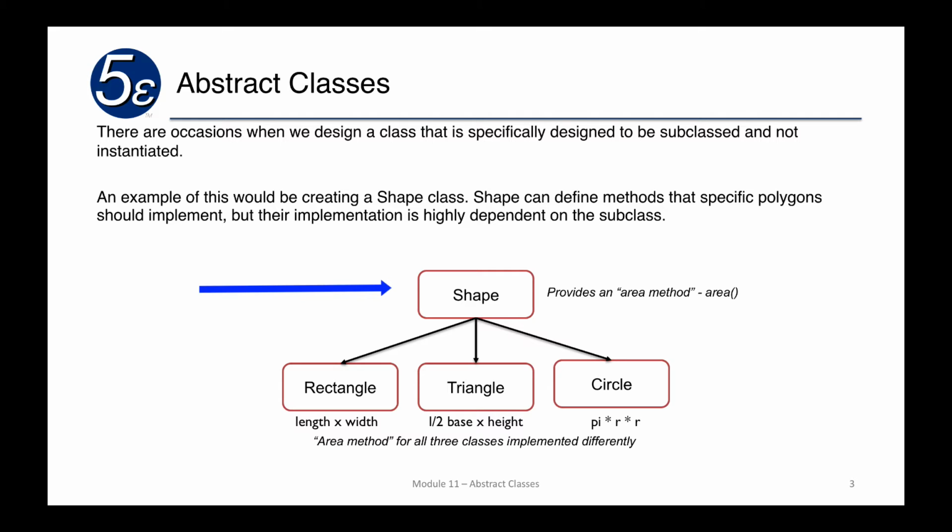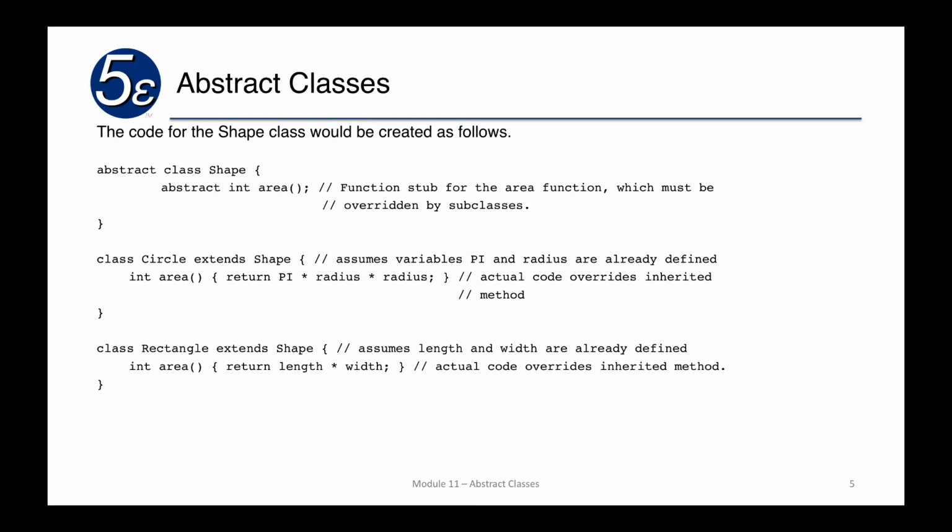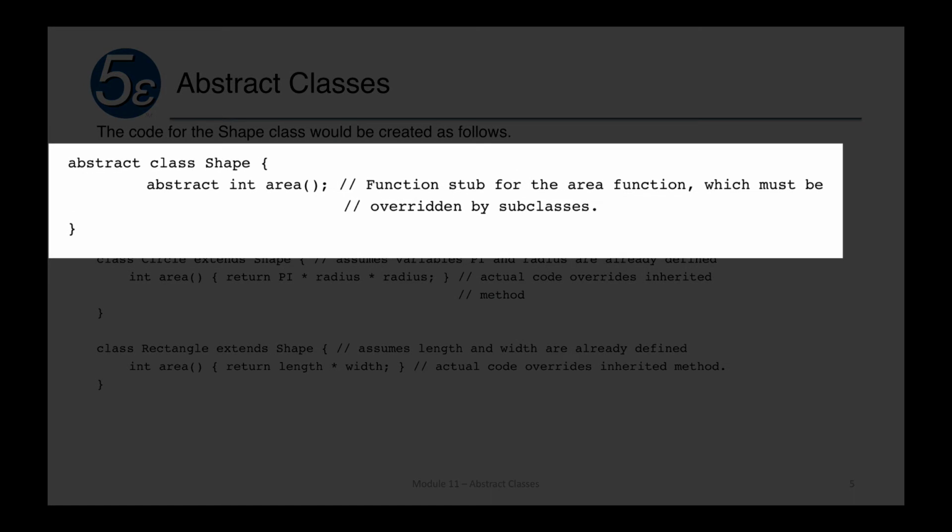And so each area method is different and technically would need to be overridden, but an area for a shape is really not defined. You couldn't clearly define it. You know that every shape must have an area, but you couldn't define it as such because there was nothing to define. So what we do is we create a method called area that is an abstract method. This is what's known as a function stub. The line is abstract int area semicolon. This is within this shape class.